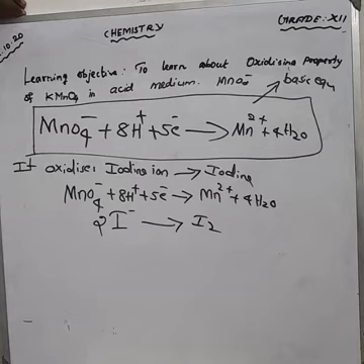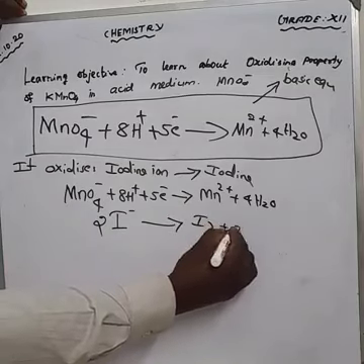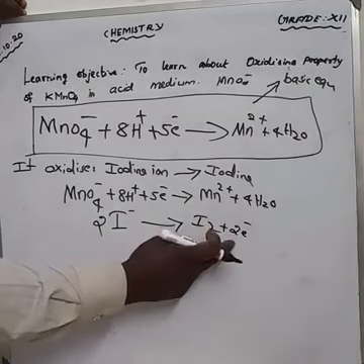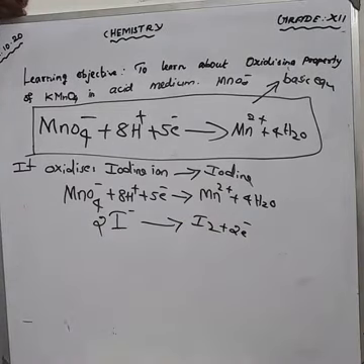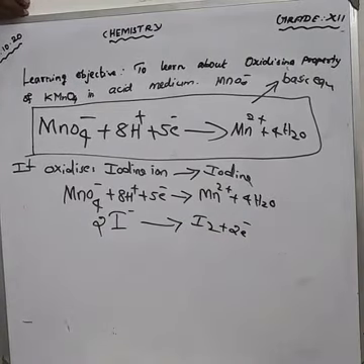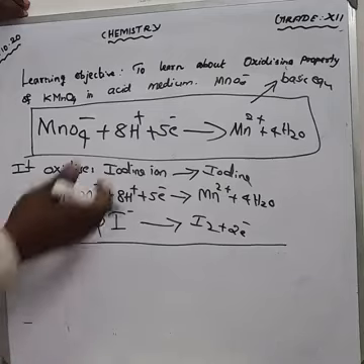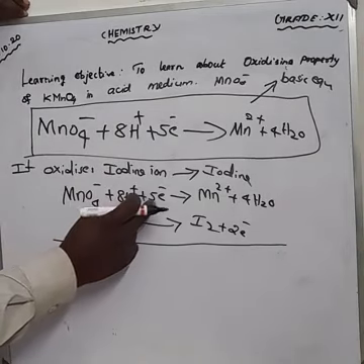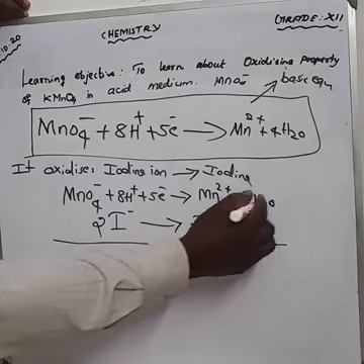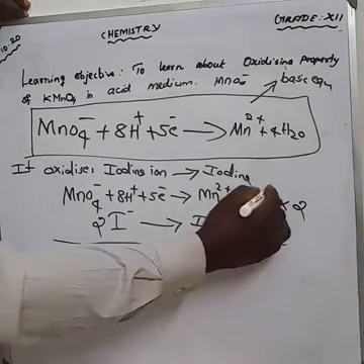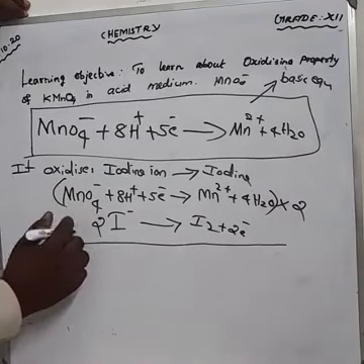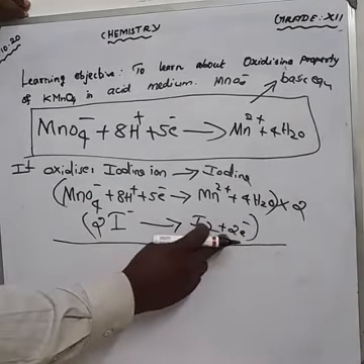Next, what about the charge? Can you say what about the charge? 2I minus means we are writing what? 2 electrons. Here we are writing minus 2 electrons. So next, the equations should be multiplied to balance the electrons. The first one is multiplied by 2, and the second one is multiplied by how much? 5.